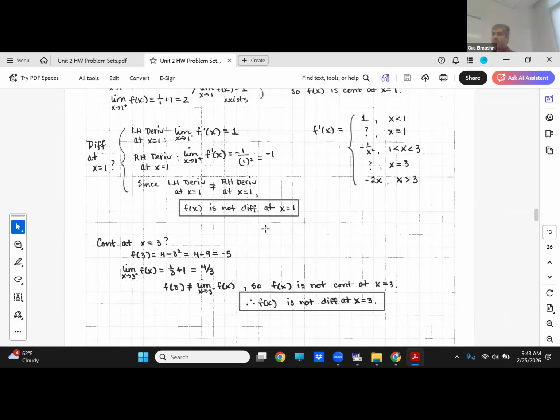But for different reasons. The reason for 1 is because it's a corner. It's continuous, but they have different slopes. The reason for x equals 3, it's not continuous. When you're not continuous, you're not differentiable.